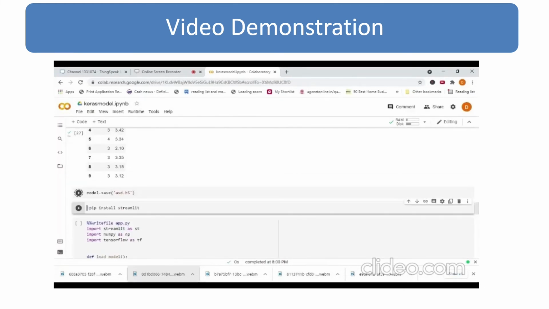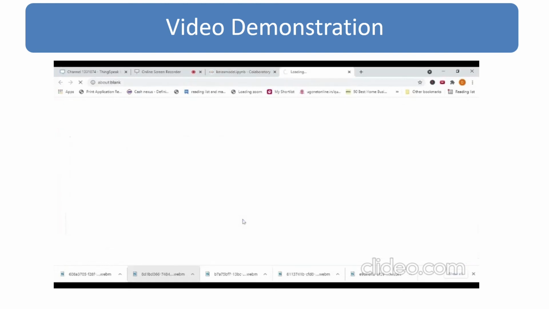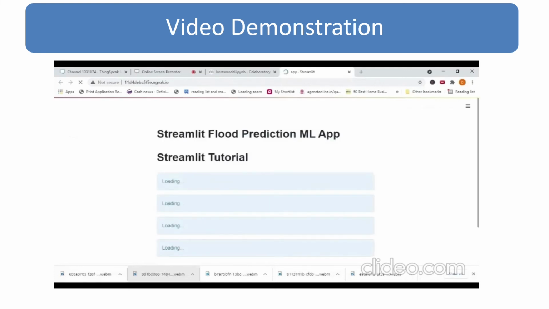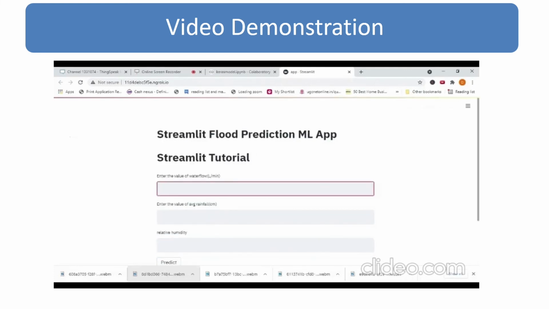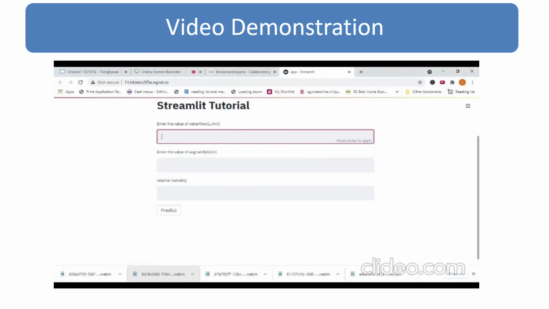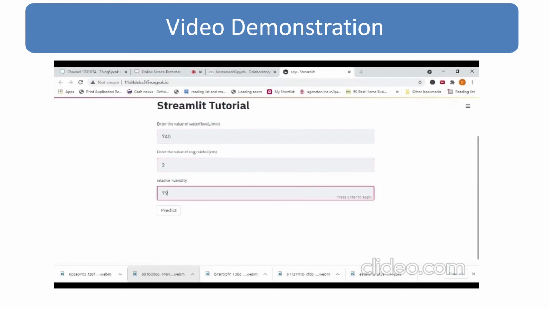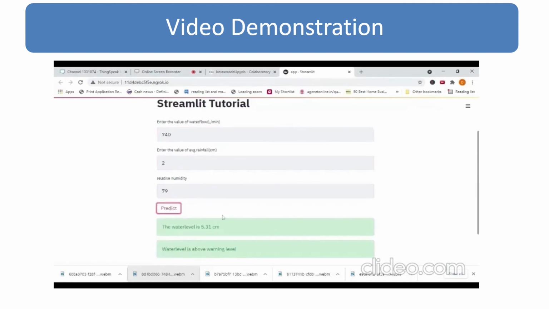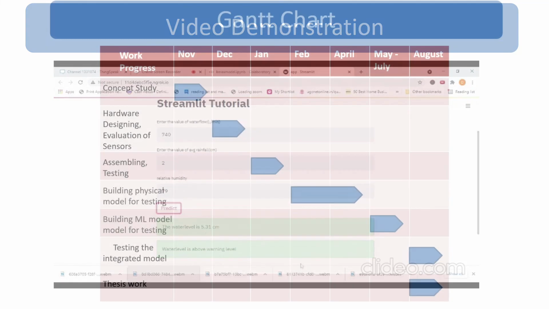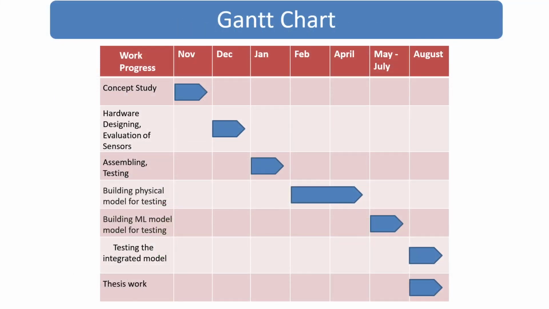Now we'll save the model. Now launching the web page. So here we can do our prediction, taking some values. So the water level is 5.31 centimeter, and the water level is above the warning level. That's all. Thank you.